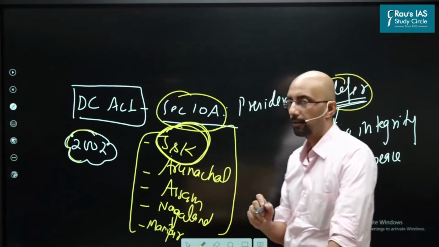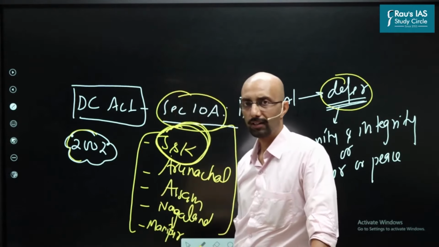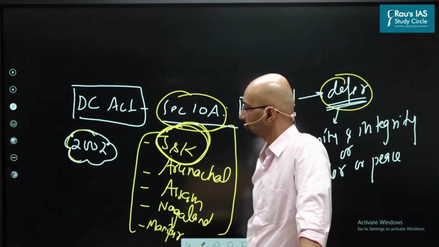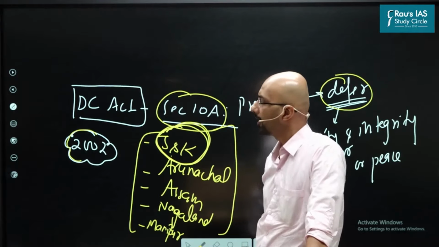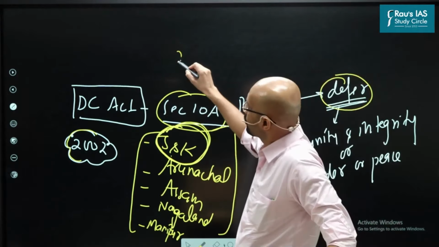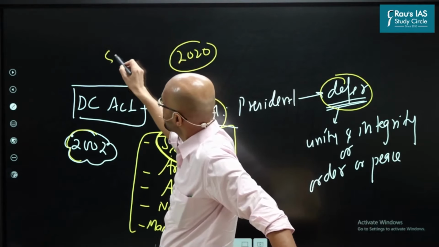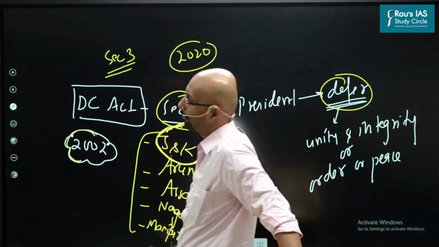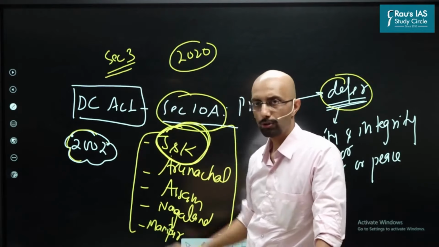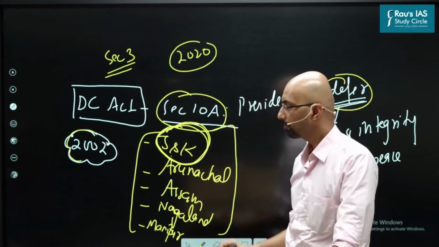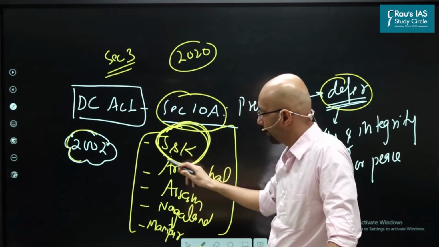Now this topic becomes even more important because after Jammu and Kashmir has been bifurcated into two UTs, its delimitation is now being done by another commission which the President of India set up in 2020 using his powers under Section 3. The central government set up a commission under Section 3 of the same Act, 2002, and a new commission has been set up to perform the delimitation exercise for the newly carved UT of Jammu and Kashmir.